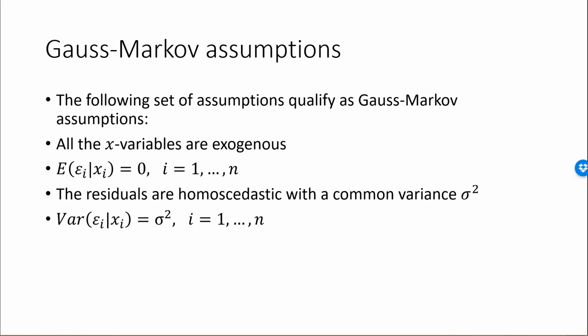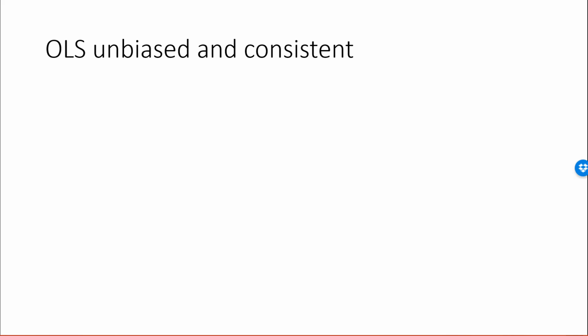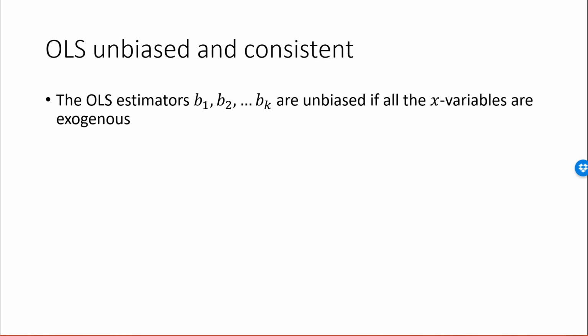And if we have data that satisfy these assumptions, then the OLS estimator has nice properties. It is unbiased and consistent. So the OLS estimators for all of them are unbiased. And for this to be valid, all we need is the exogeneity. We actually don't need homoscedastic errors to prove this.